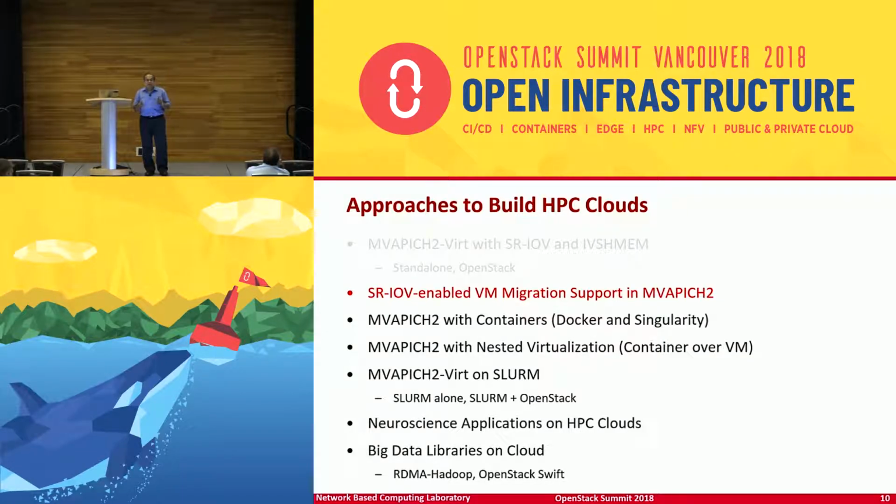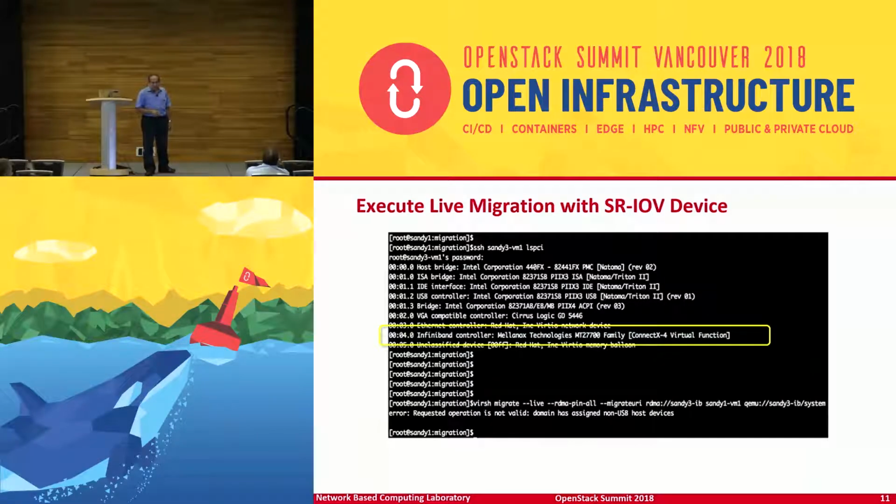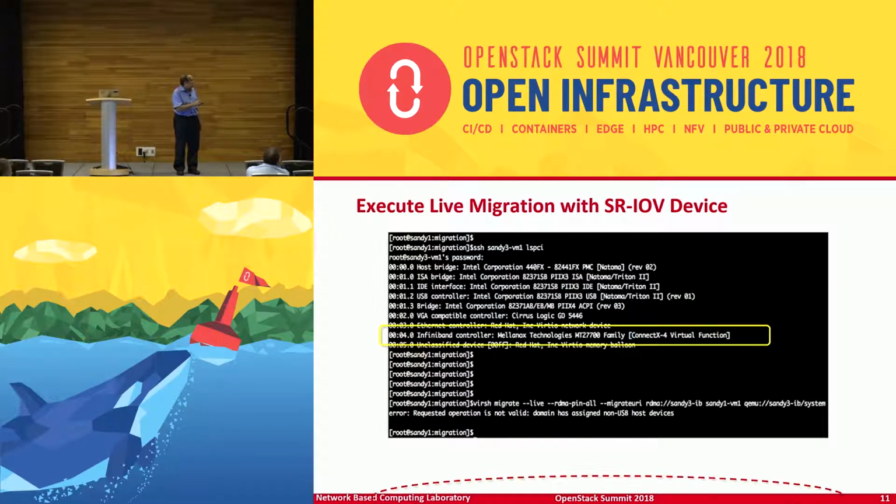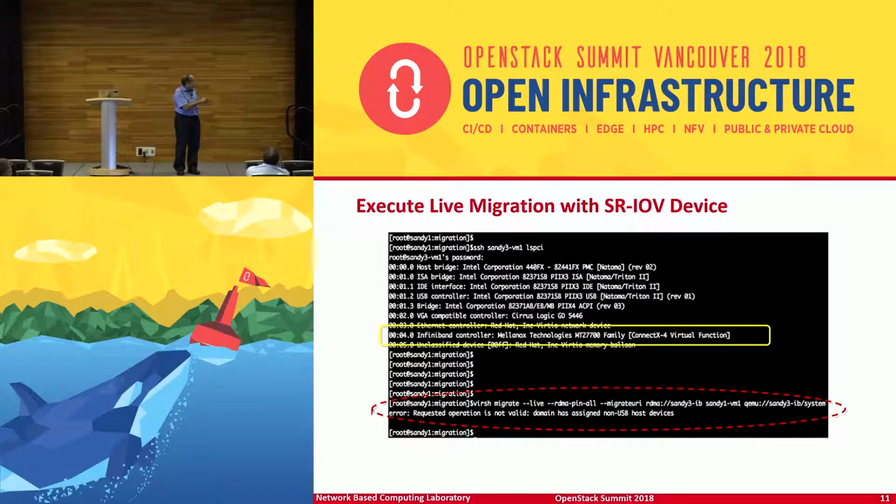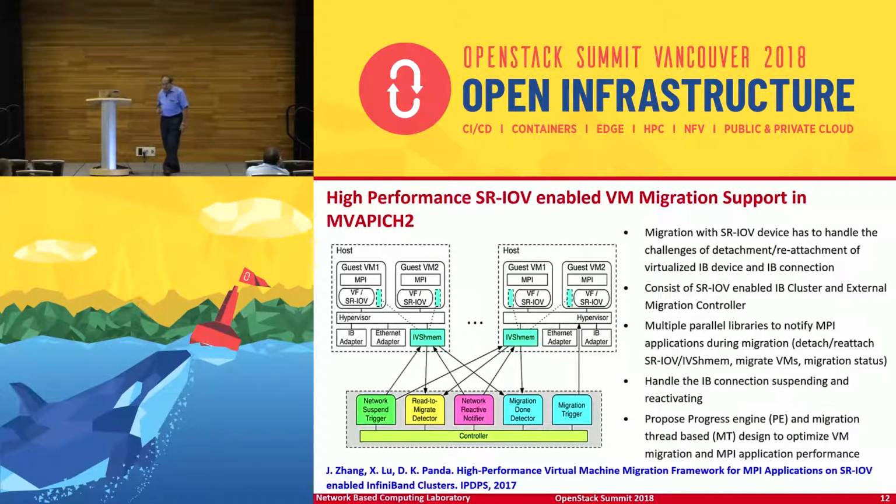As you know, virtualization always comes with migration. So now the question is how we can do live migration with an SR-IOV device. This was the work. If you see here, it's a snapshot showing the InfiniBand controller on the Mellanox, and we are trying to migrate with this kind of command, so that it gets migrated. The entire design was presented at the IPDPS conference last year. If you are interested, you can go into more details on this.